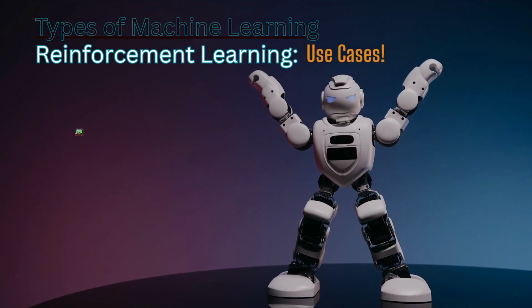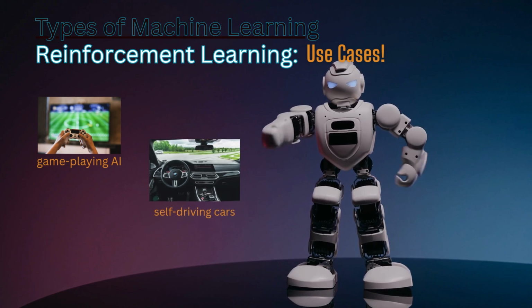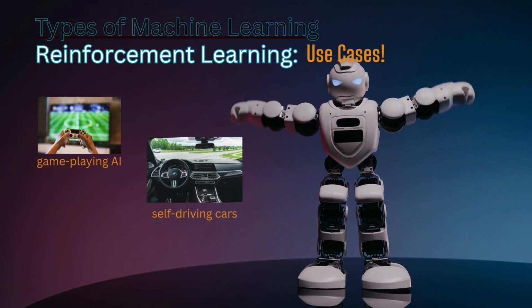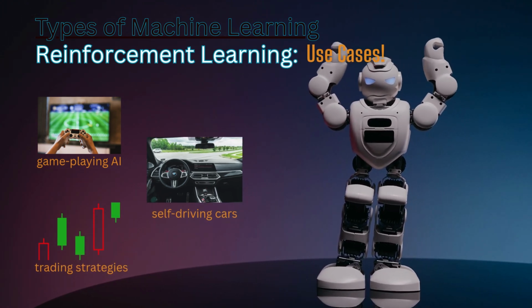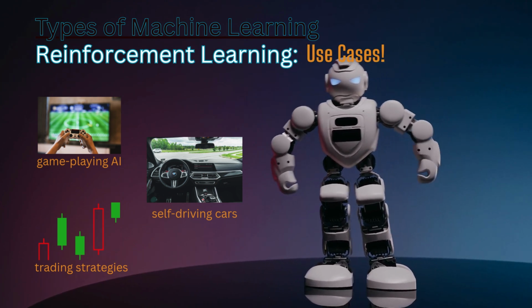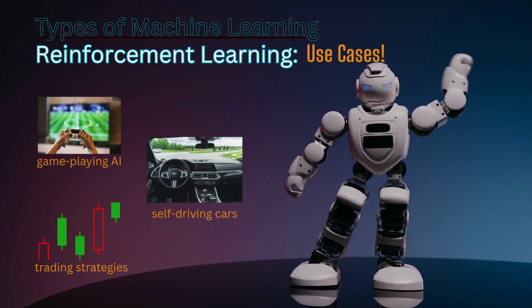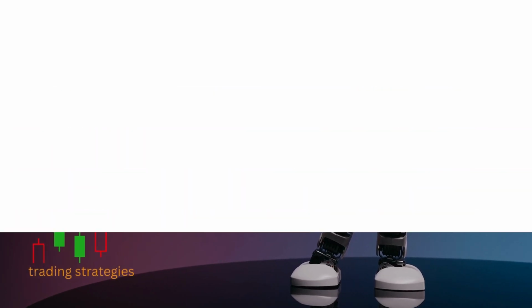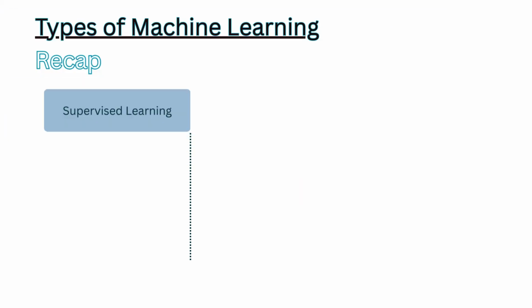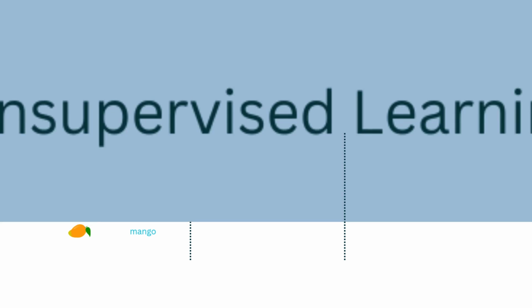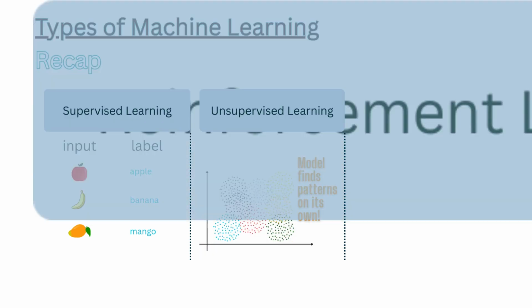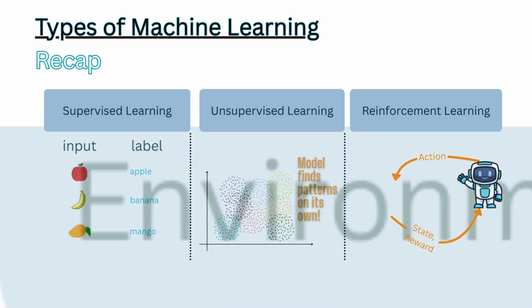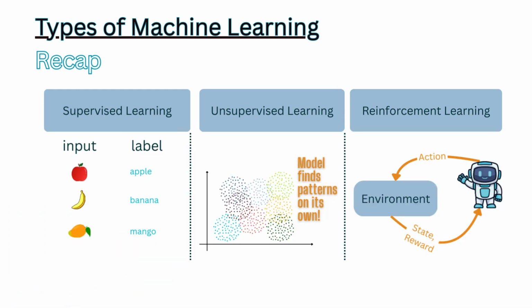Reinforcement learning is used in game-playing AI, robotics, self-driving cars, traffic optimization, and some trading strategies. It's powerful, but also more complex than supervised or unsupervised learning. So let's quickly recap. Supervised learning means learning from labeled data to make predictions. Unsupervised learning means finding patterns in unlabeled data. Reinforcement learning means learning by taking actions and receiving rewards.